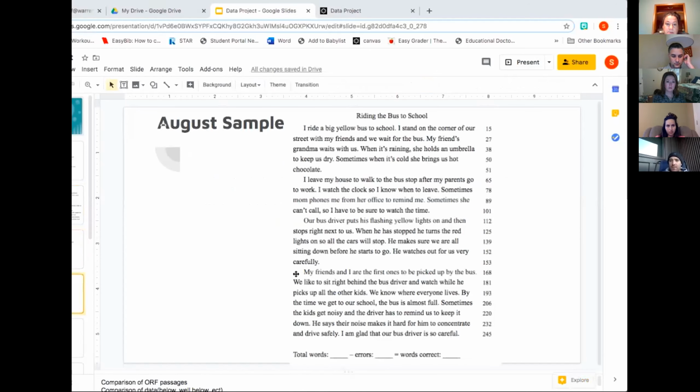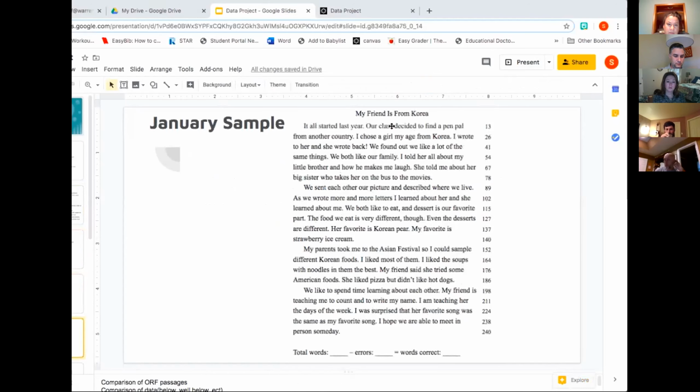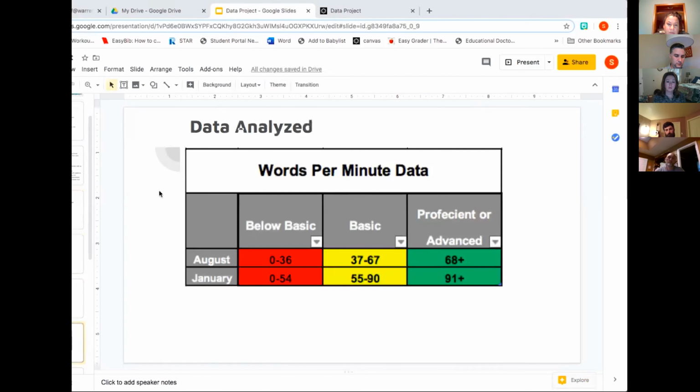So this is an August sample of the oral reading fluency passage. So this is pretty simple. The text is not hard to read at all. In January, the words increase in difficulty and there are more words as well. So in our data, just so that you're aware, the expectation increases with the level of difficulty of the passage.